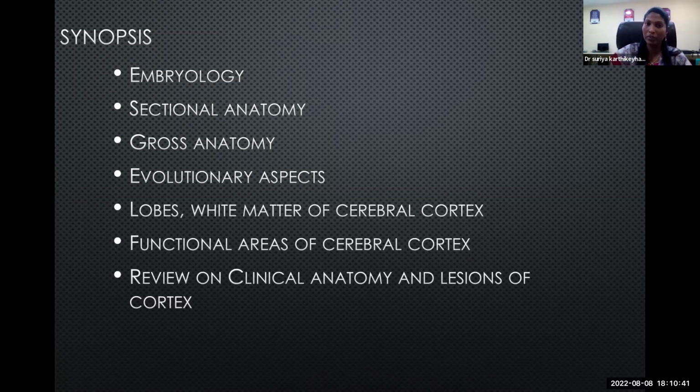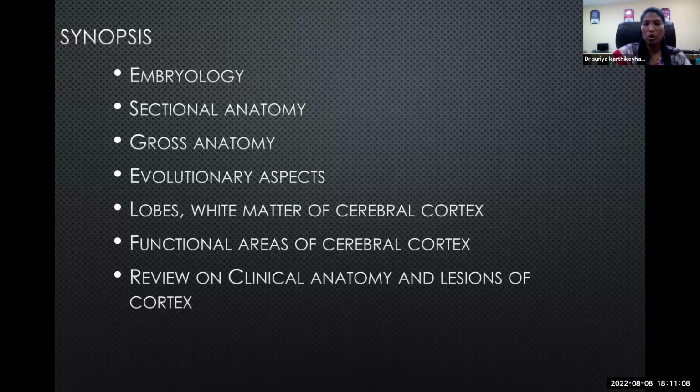With that knowledge, we can apply it in radiology, that is, in CT and MRI pictures. So you need to know about the sectional anatomy. Then I'll be talking about gross anatomy and some evolutionary aspects. Over a period of time, our brain has evolved and undergone so many changes, so we'll see a little bit about the evolutionary aspects.